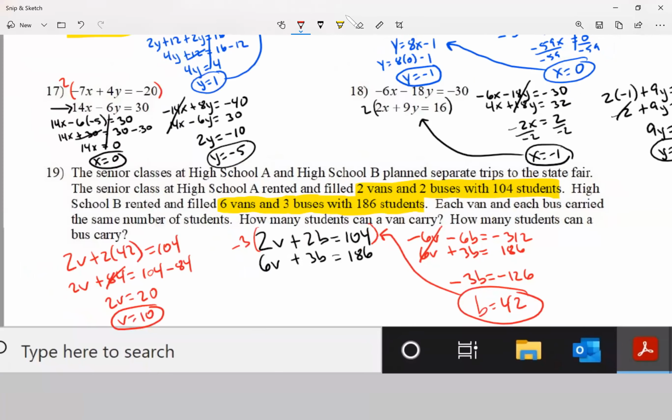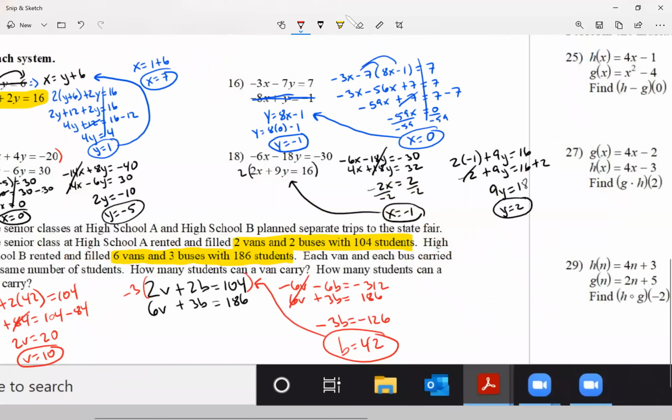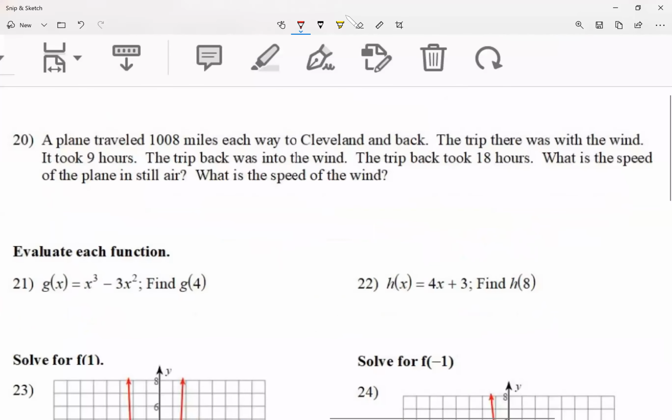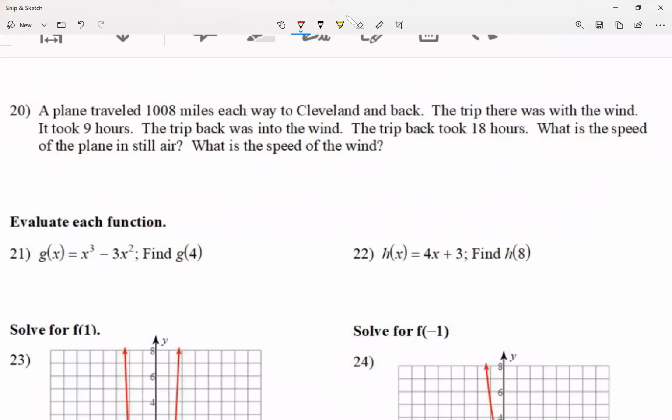Cool, interesting. Now let's take a look at one last example. Word problem, question number 20. A plane traveled 1,008 miles each way to Cleveland and back. Okay, so each way is 1,008 miles. The trip there was with the wind. It took 9 hours, and the trip back was into the wind. The trip back took 18 hours. What is the speed of the plane in stilled air?